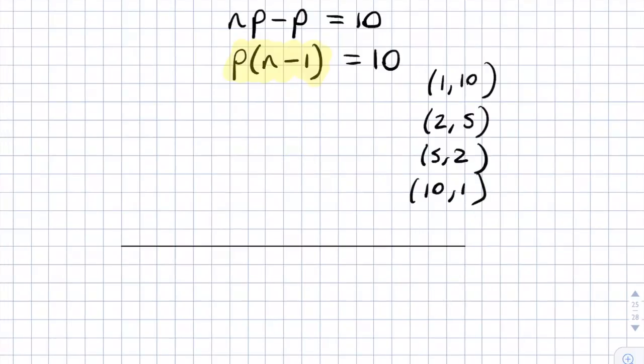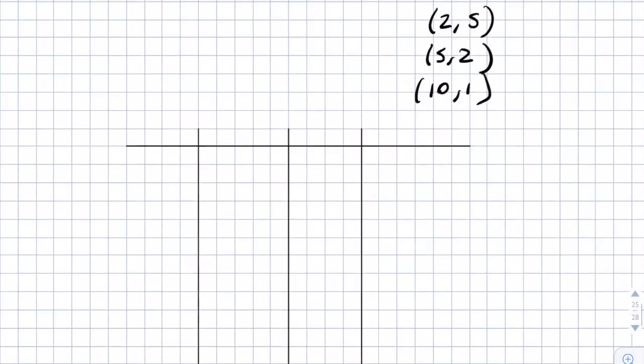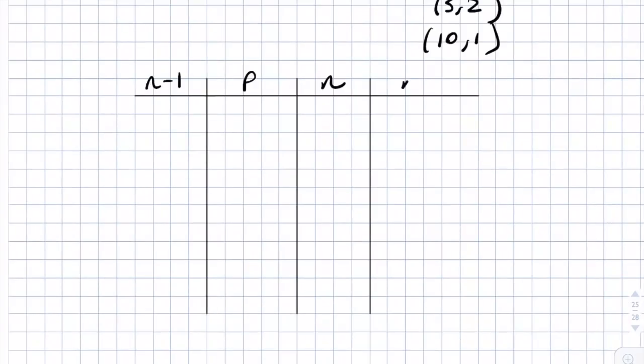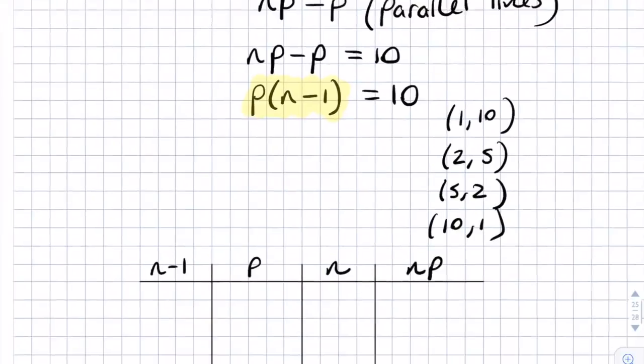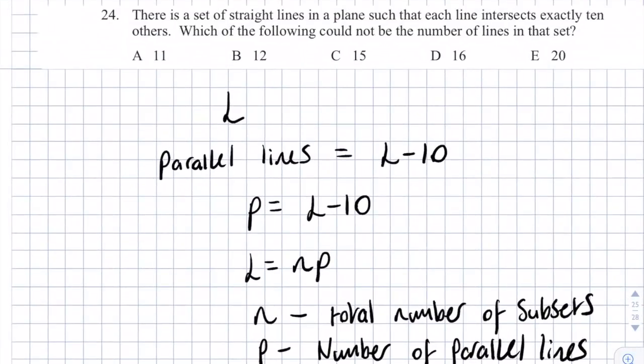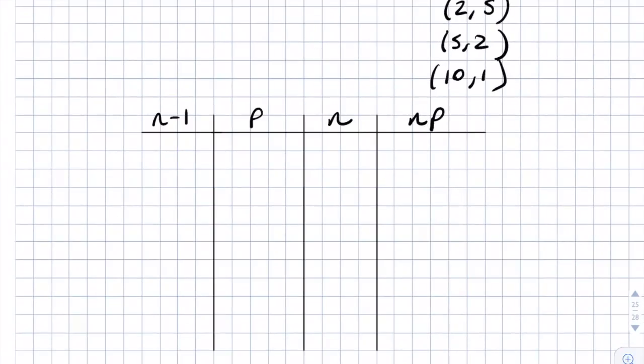So what we can do is, if we draw a table and call this n minus 1, call this P, then from these factors we can work out what n is, and then we can work out what the product of NP is. And if we can work out what NP is, then we can work out all the lines which intersect exactly 10 other lines. We go through each of these.